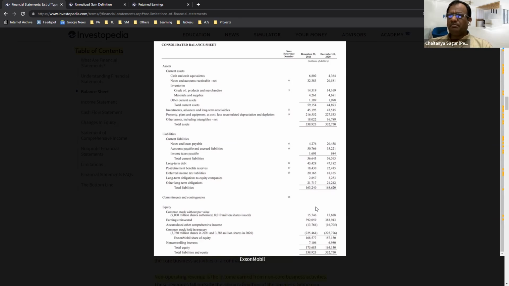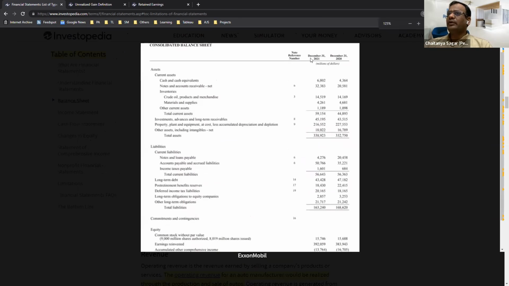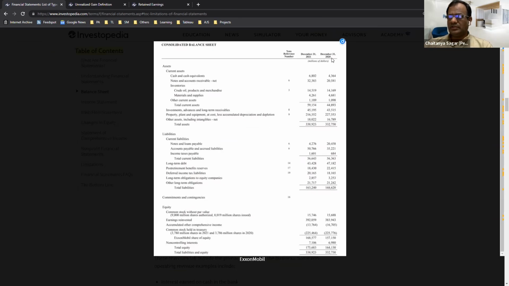Can we look at this balance sheet and then try to understand what this is? What is going on, right? This is as of the end of 2021 and 2020, right? So what is going on? Can we try to understand this?